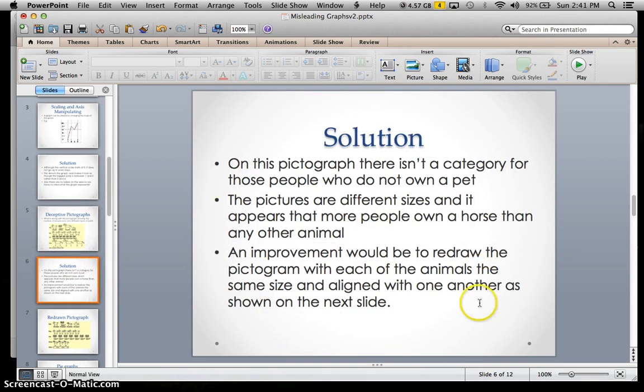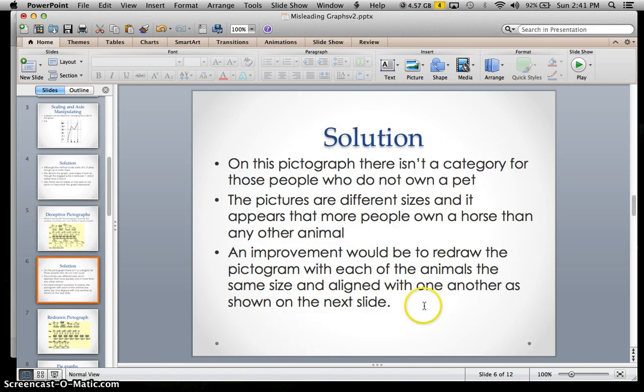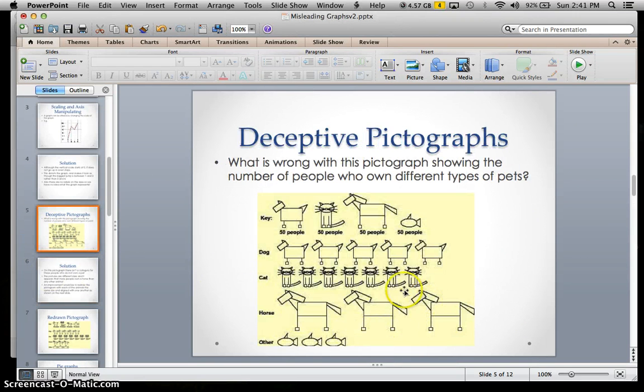On this pictograph, there isn't a category for those people who do not own a pet. So this pictograph is just saying that everyone they've surveyed has a pet. That's a misleading fact about this pictograph. The pictures are different sizes, as I mentioned, and it appears that more people own a horse than any other animal. So again, taking a look back at the graph, just because the horses are bigger, that's what people are going to assume right away when they take a look at this graph.